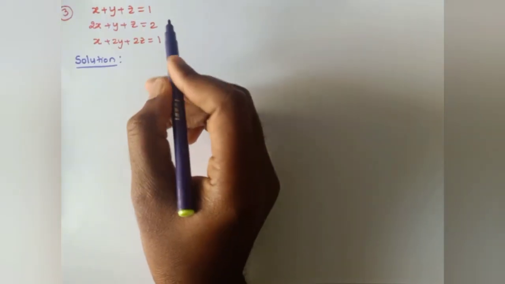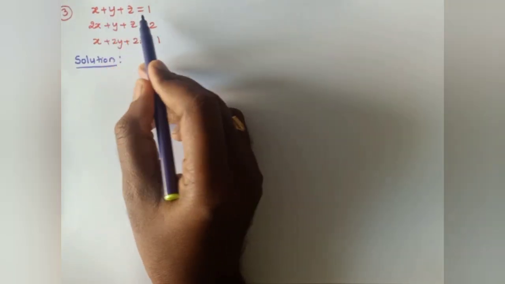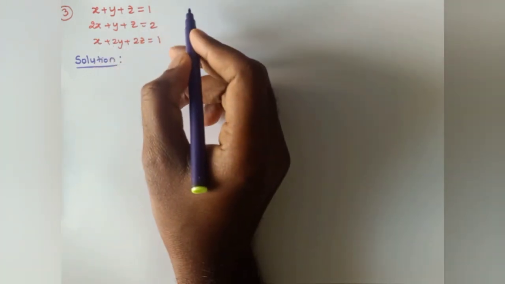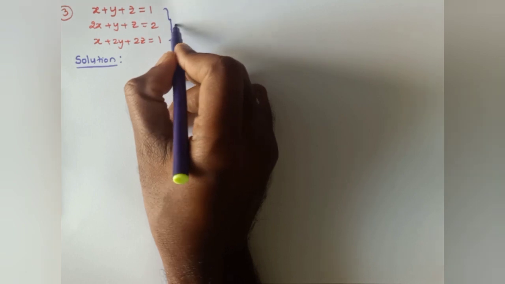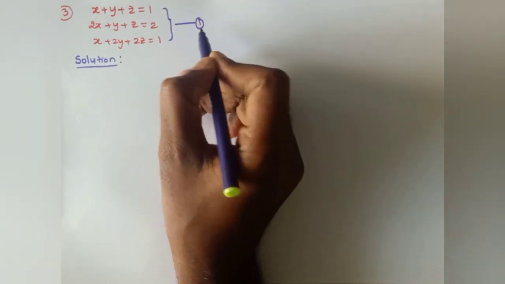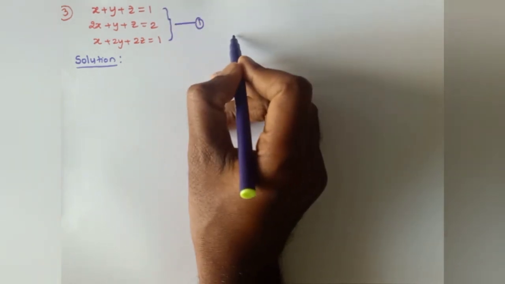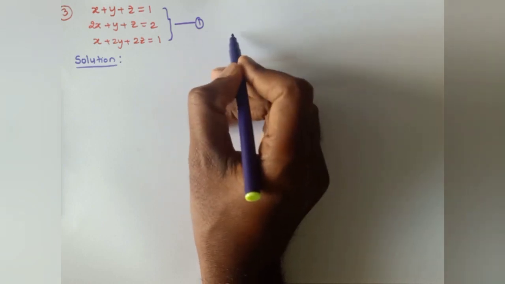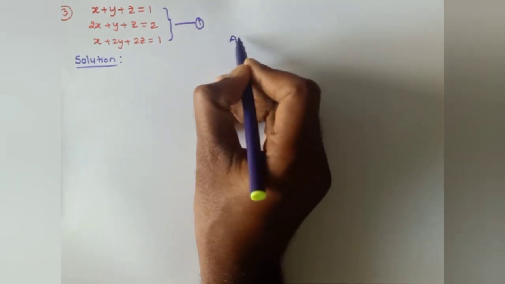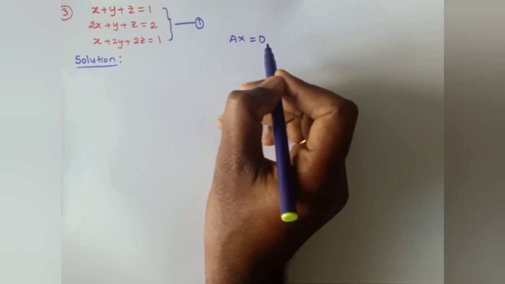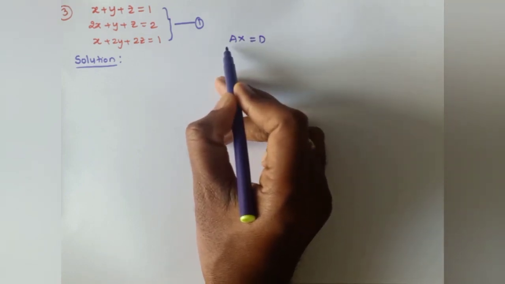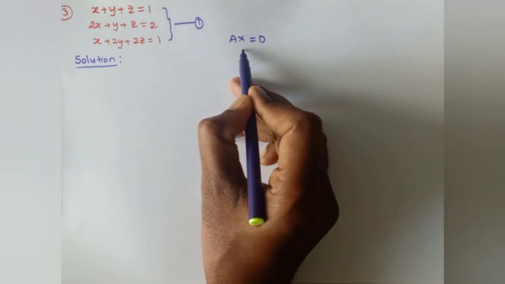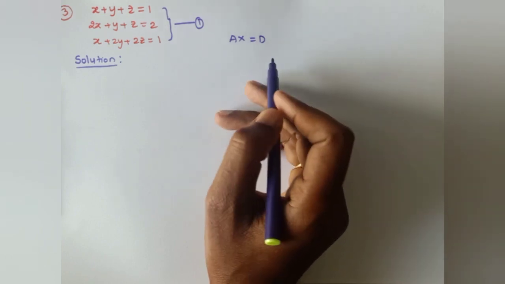So next, see the third example. x plus y plus z is 1, 2x plus y plus z is 2, and x plus 2y plus 2z is 1. Let this be system 1. The system 1, a non-homogeneous system of 3 linear equations in 3 variables, can be written as AX equals D, where A is the coefficient matrix, X is the variable matrix, and D is the constant matrix.